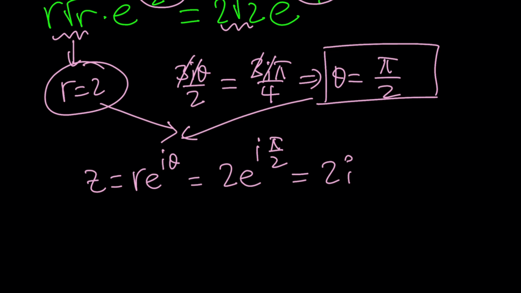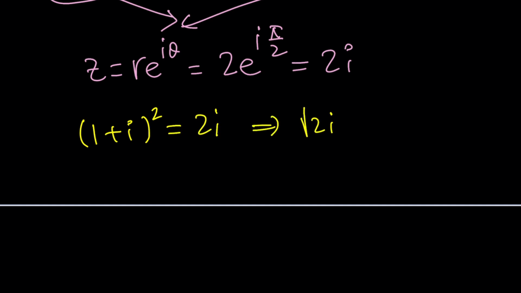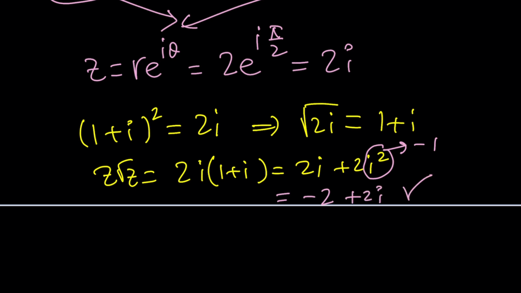And let's talk about why. If you take 1 plus i and square it, you get 2i. In other words, the square root of 2i is 1 plus i, and again, I'm talking about the principal square root. And if you plug it in, z root z becomes, what is z in this case? 2i, and root z is 1 plus i. You get 2i plus 2i squared, but i squared is what? -1. You should know this, right? So we get -2 plus 2i, which is what we're supposed to get. So, nice. z equals 2i is a solution.